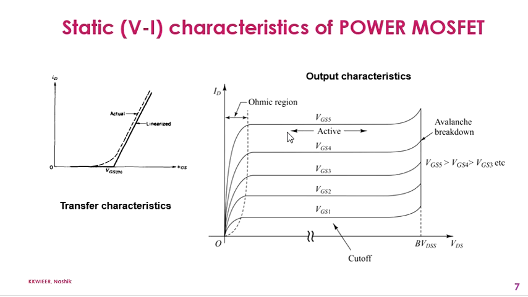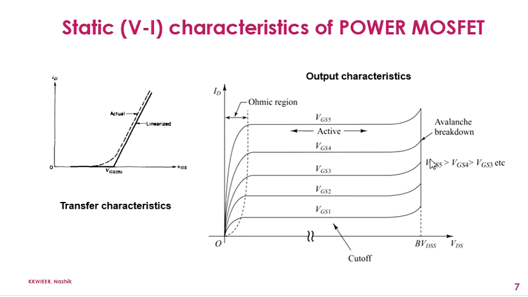Why is it called the output characteristic? Because this is a plot drawn by considering the input voltage VGS constant and plotting ID versus VDS, that is output current versus output voltage. So this plot is known as the output characteristic of power MOSFET.